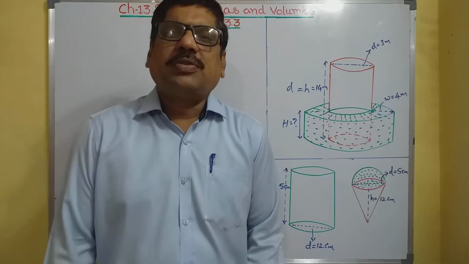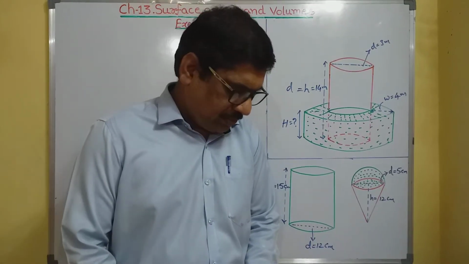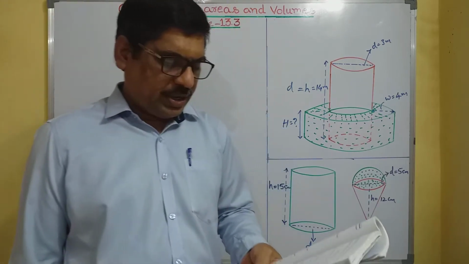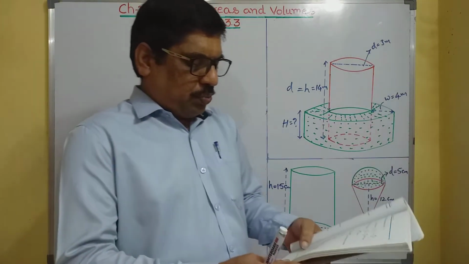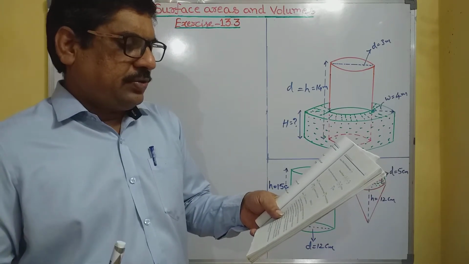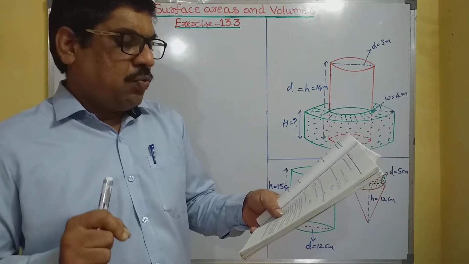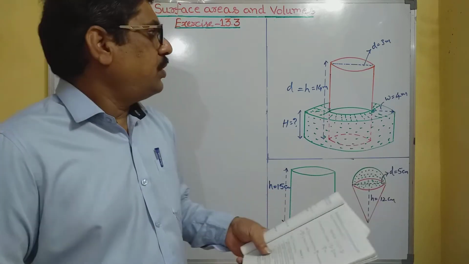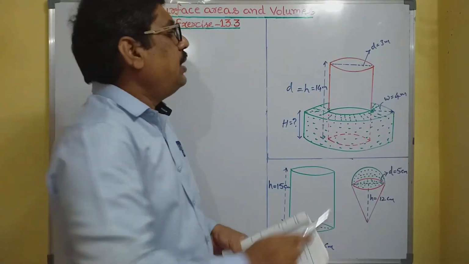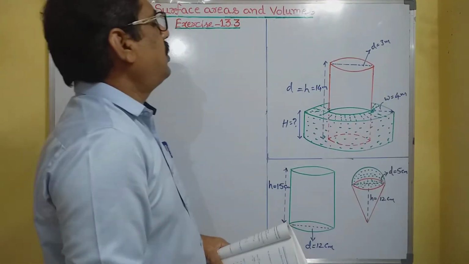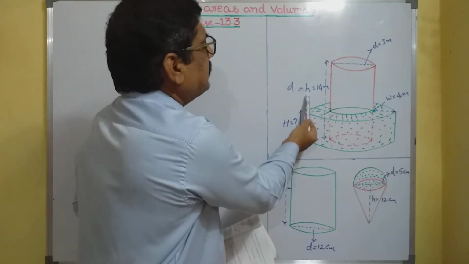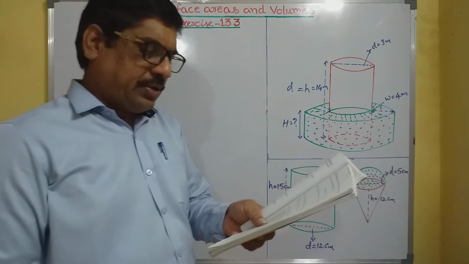We are in the chapter Surface Areas and Volumes, and we are doing the problems from Exercise 13.3. Now we are at the fourth problem. A well of diameter 3 meters is dug 14 meters deep. Look at this red color one, it is a well. Its diameter is 3 meters and its depth we can consider as height, that is 14 meters.